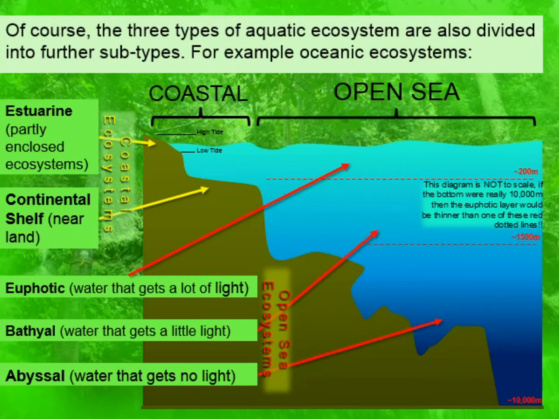And of course, this diagram is not to scale. If that trench were really 10,000 meters deep, then the euphotic layer would be thinner than one of the red dotted lines that marks the depth of 200 meters.